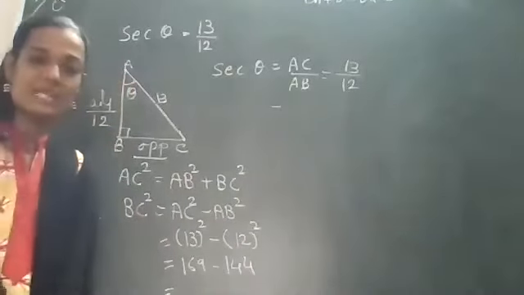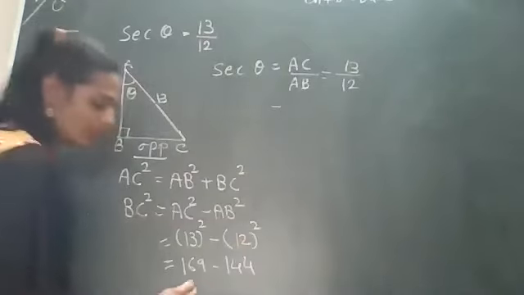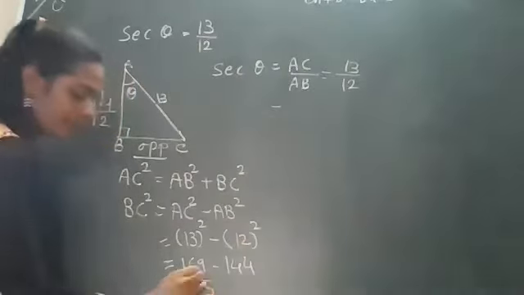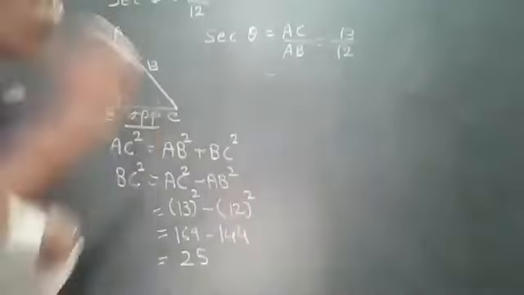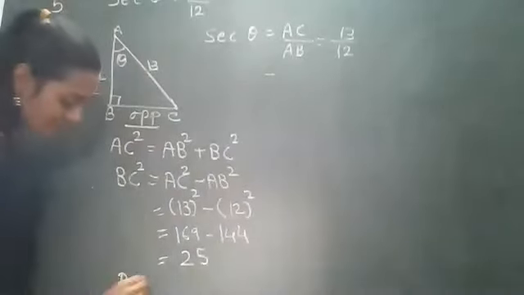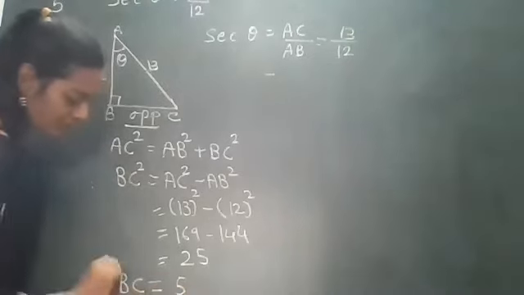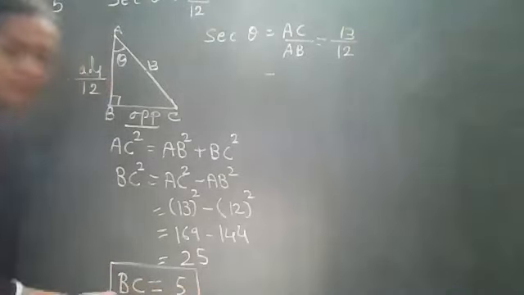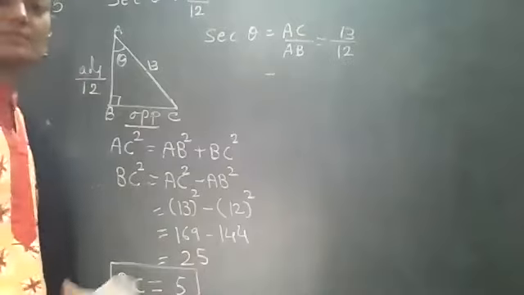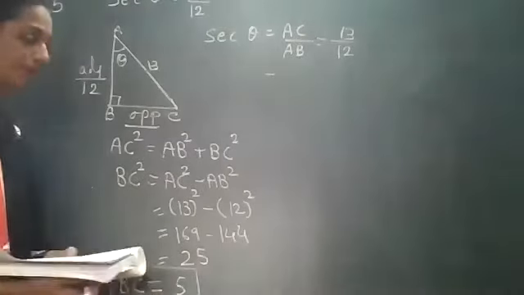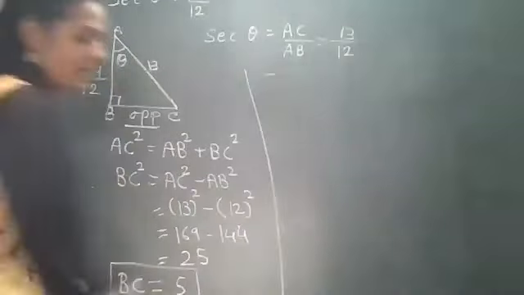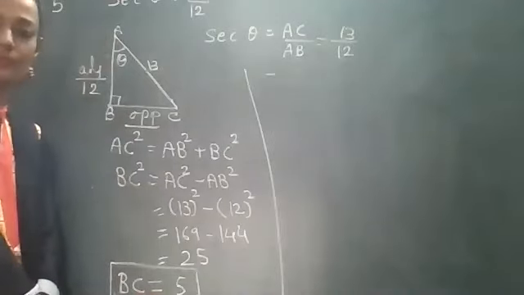Now 169 minus 144 is equal to what? 25. Right, 25. So you can say that BC is equal to 5 because 5 square is 25. So we got BC is equal to 5 only. Now we have to find out all the ratios.